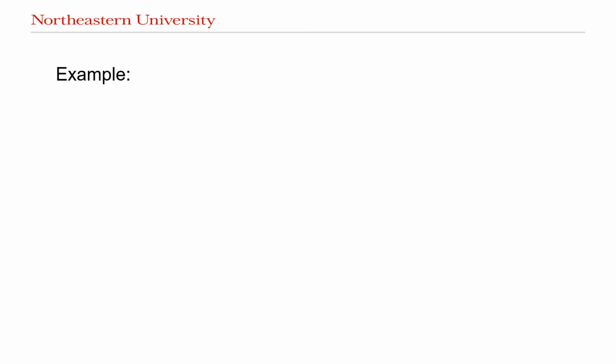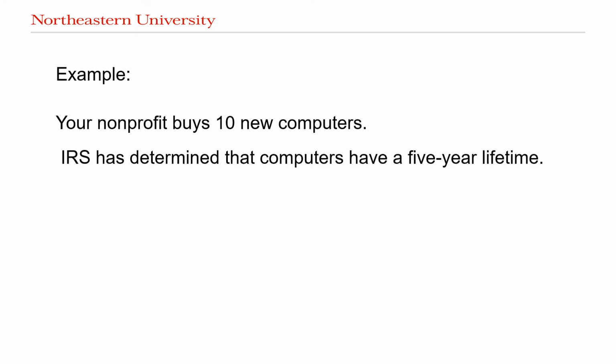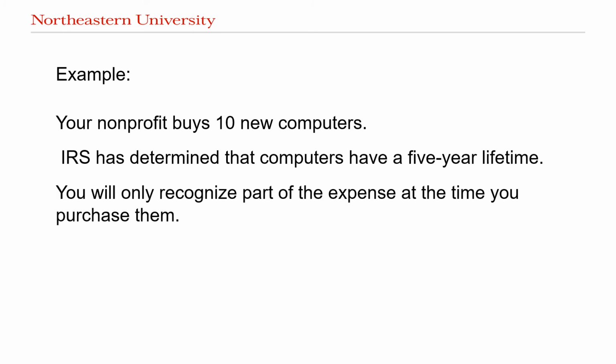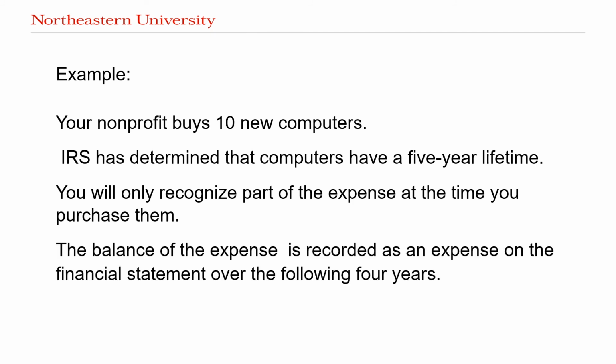It's easier if we discuss it as an example. Say your nonprofit buys 10 new computers. The IRS has determined that computers have a 5-year lifetime. So you only have to record part of that total expense for the 10 new computers at the time that you purchase them. The balance of that expense will be recorded as an expense over the subsequent 4 years. In essence, you're spreading the pain of this new expense over the life of the asset.